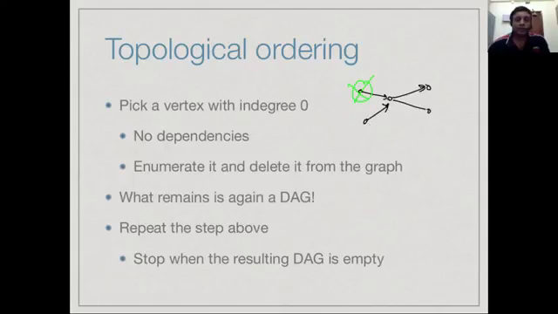So we can apply the same criterion. This new DAG must also have at least one vertex with in-degree 0, so we can enumerate that and keep going. Right? So we keep enumerating vertices with in-degree 0 until the DAG becomes empty. Each vertex we enumerate, we will delete from the DAG.